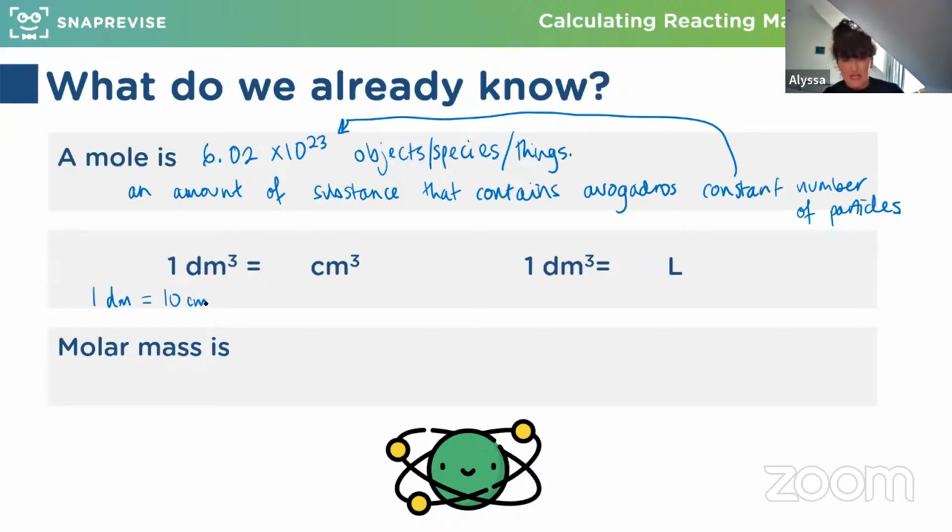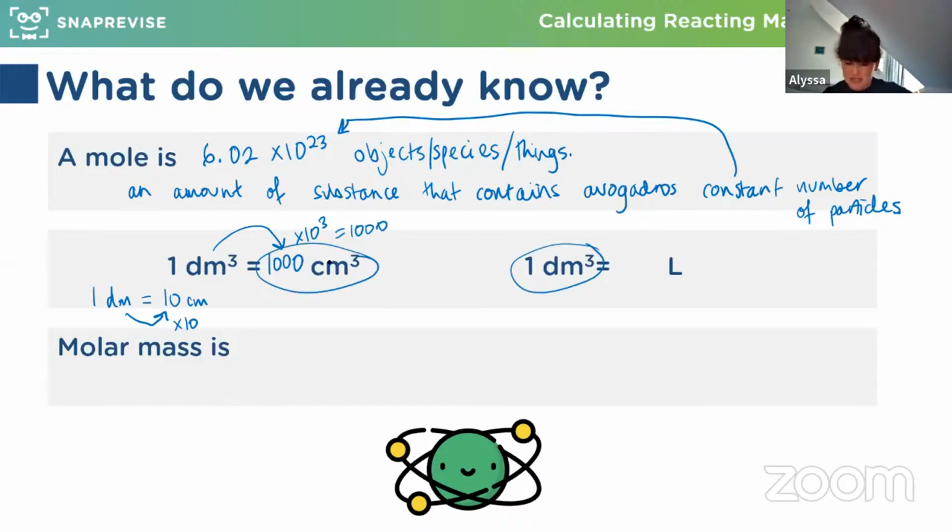If 1 decimeter is 10 centimeters, good, Navindu, very nice. Then 1 decimeter cubed must be the same as 1,000 centimeters cubed, because to go from decimeters to centimeters we times by 10. So to go from decimeters cubed to centimeters cubed, we must times by 10 cubed, which is 1,000. Very nice.